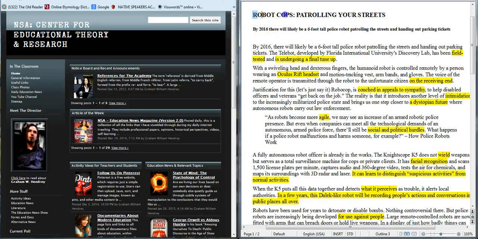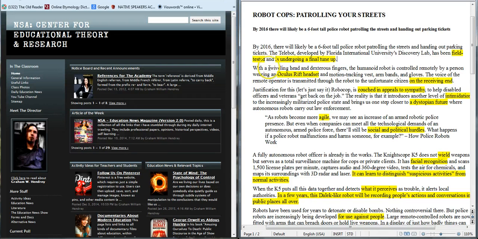Robot cops patrolling your streets. By 2016, there will likely be a 6-foot-tall police robot patrolling the streets and handing out parking tickets. The Telebot, developed by Florida International University's Discovery Lab, has been field tested and is undergoing a final tune-up. With a swiveling head and dexterous fingers.